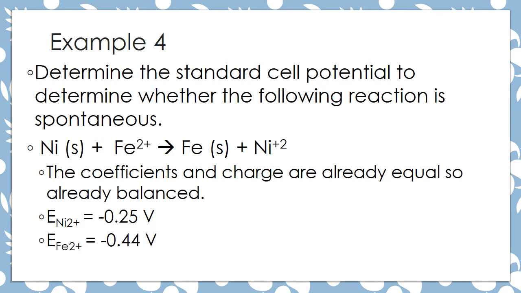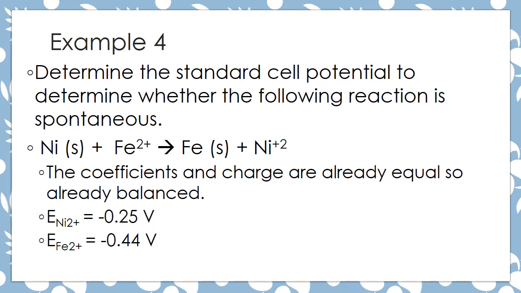Now the reduction potential of nickel is negative 0.25, and the reduction potential of iron 2+ is negative 0.44. And if I look at this reaction, nickel goes to nickel 2+. Nickel is losing electrons. Lose electrons, oxidation, LEO. So nickel is oxidized, iron is reduced. And they both have 2 positive, so the charge is balanced.